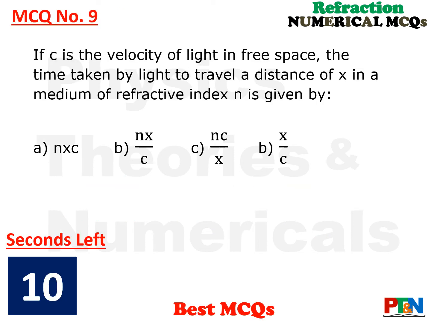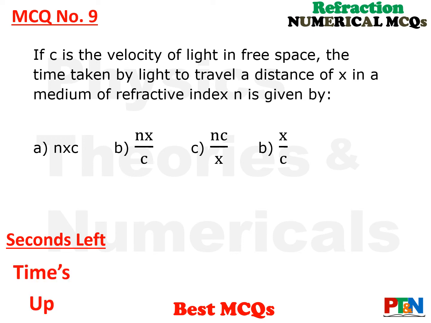Next MCQ. If c is the velocity of light in free space, then time taken by light to travel a distance of x in a medium of refractive index n is given by 4 options. 10 seconds time for you. Timer starts now. Time's up. Let's see the answer.